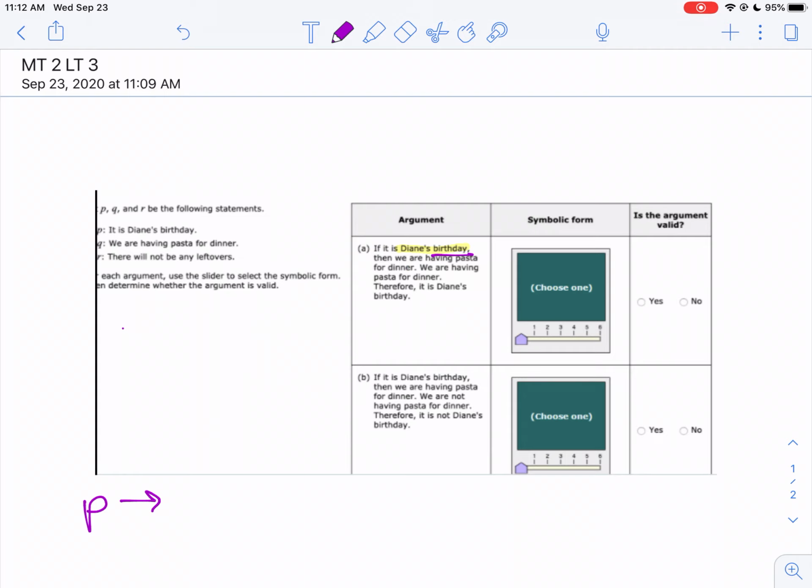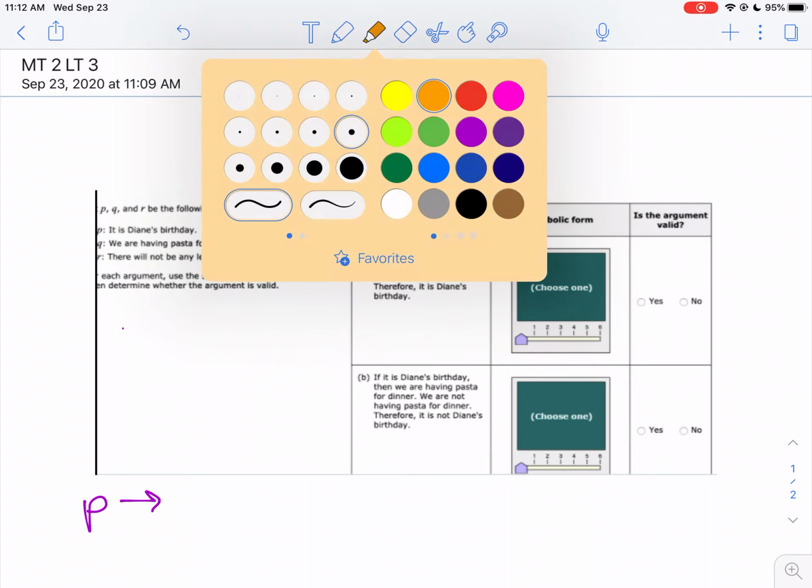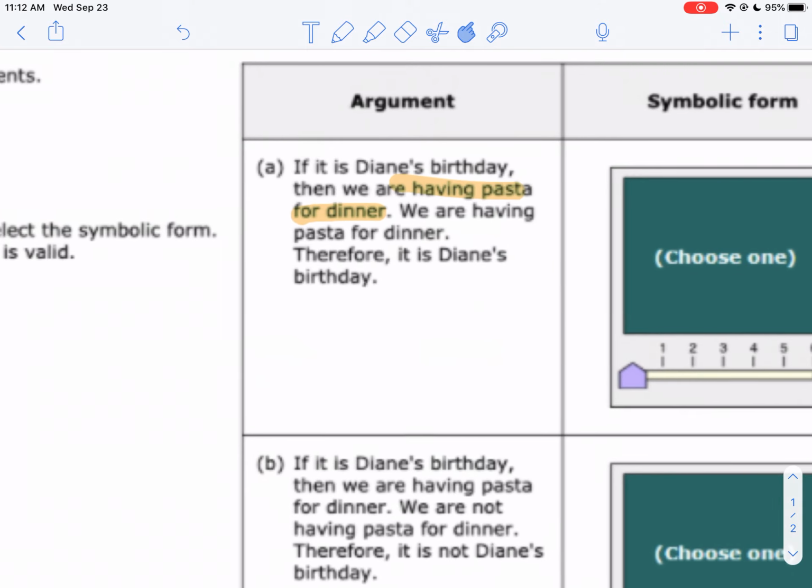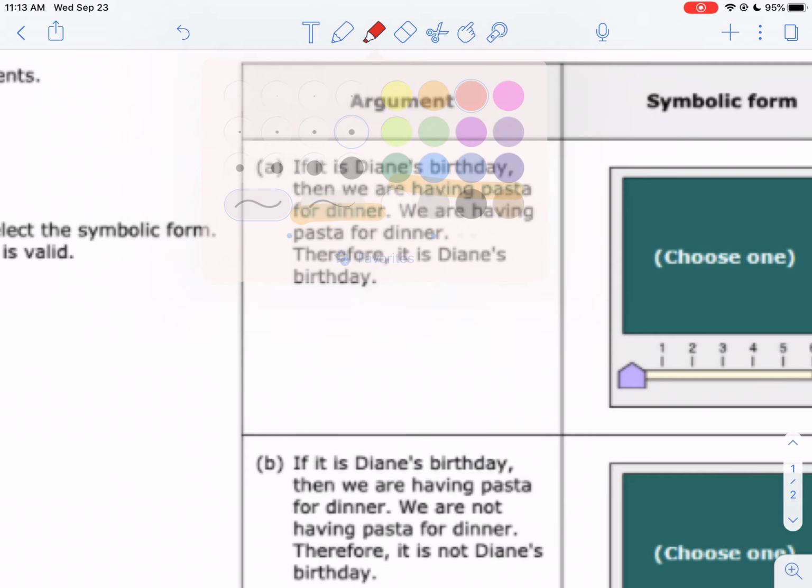Oops, I wanted to highlight that. I erased too much. We're having pasta for dinner, so that's our Q. Now, below that, we're going to look at our next statement. Might be hard to read, but we're having pasta for dinner. So pasta for dinner, again, that's going to be Q.